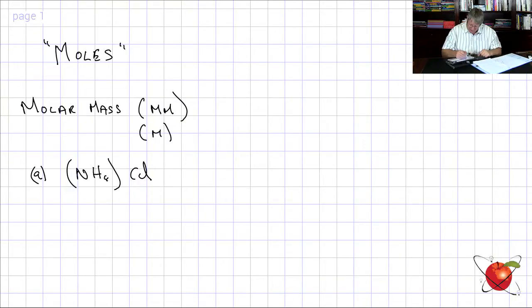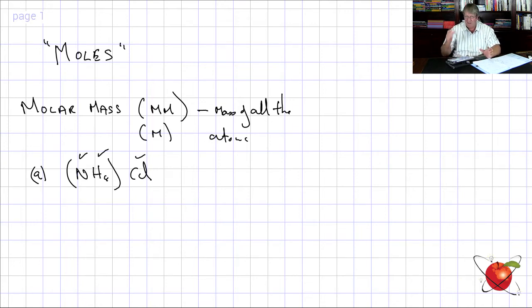How do we find the molar mass? What are we actually looking for? We're looking for the mass of the nitrogen, the hydrogens, and the chlorine all added together. The mass of all of the atoms. So the molar mass is the mass of all the atoms together, and that's the mass per mole, isn't it? All right, let's have a look at these over here now. We've got ammonium chloride.